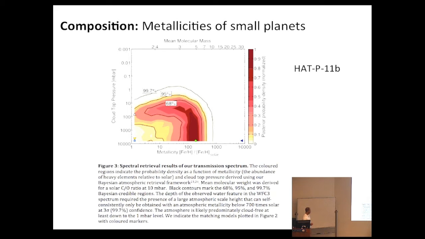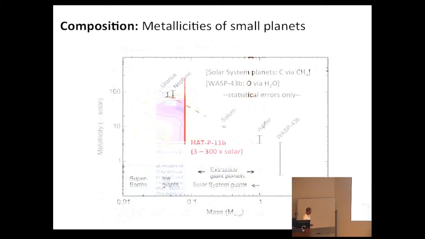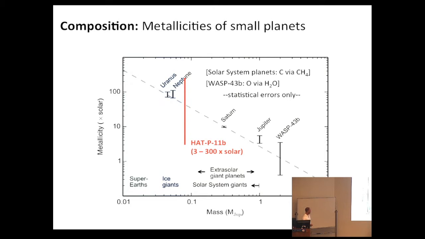If you return to that figure from Laura's paper and try to put HAT-P-11 on it, this is what you get. So the red line would represent the one sigma confidence interval on the metallicity based on the water abundance retrieved for HAT-P-11. So unfortunately, the existing data are not strongly constraining, but again, it points towards a promising future for these kinds of observations. If we can make higher precision observations, perhaps over a wider range of wavelengths, we can break the degeneracy between the clouds and the molecular abundances and start populating this diagram over a range of masses.